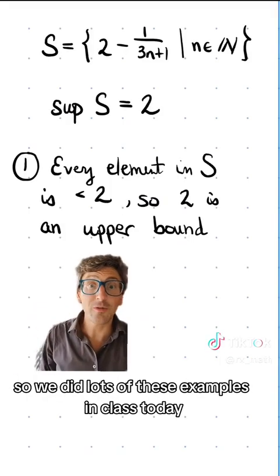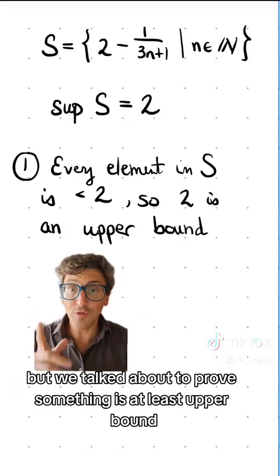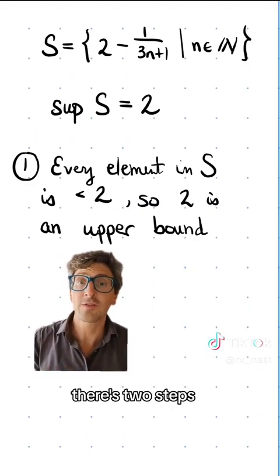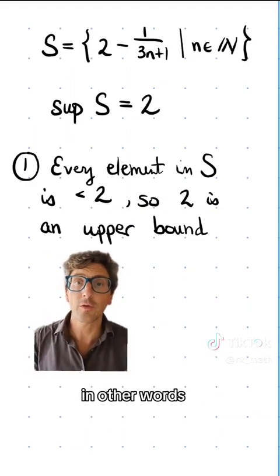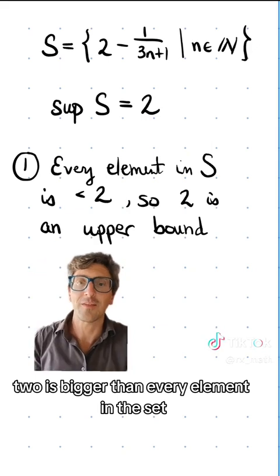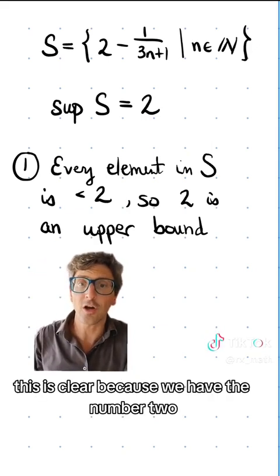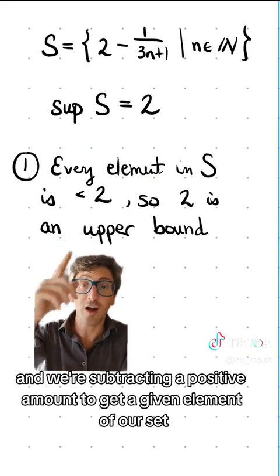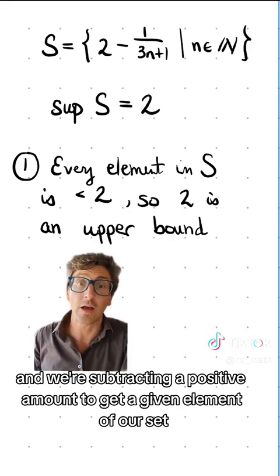So we did lots of these examples in class today, but we talked about how to prove something is the least upper bound, there are 2 steps. First, we have to show it's an upper bound. In other words, 2 is bigger than every element in the set. In this case, this is clear because we have the number 2 and we're subtracting a positive amount to get a given element of our set.